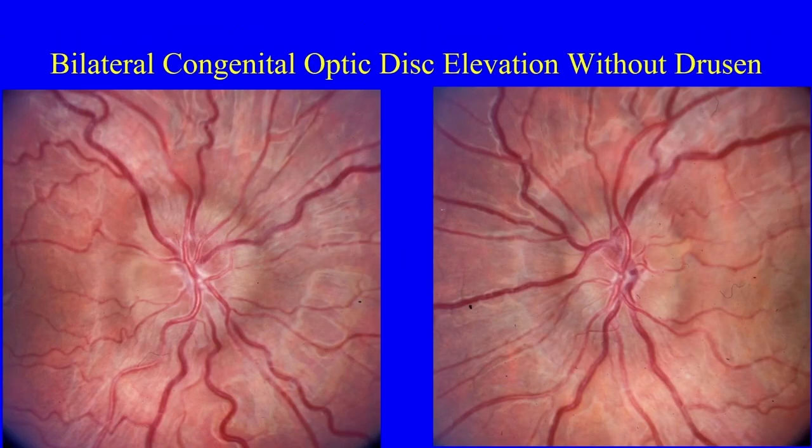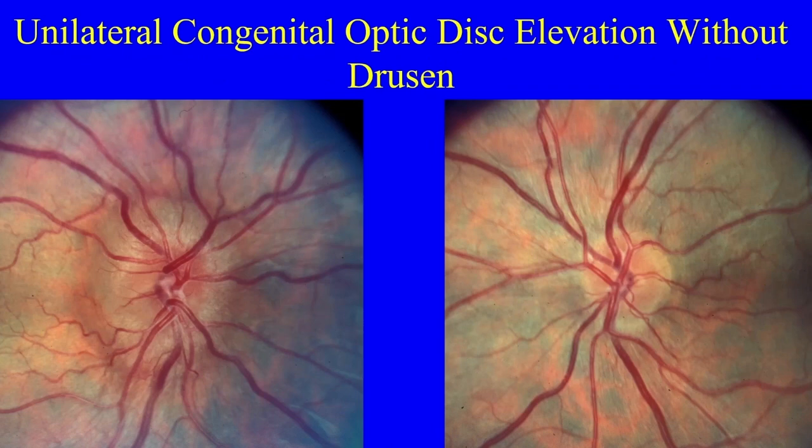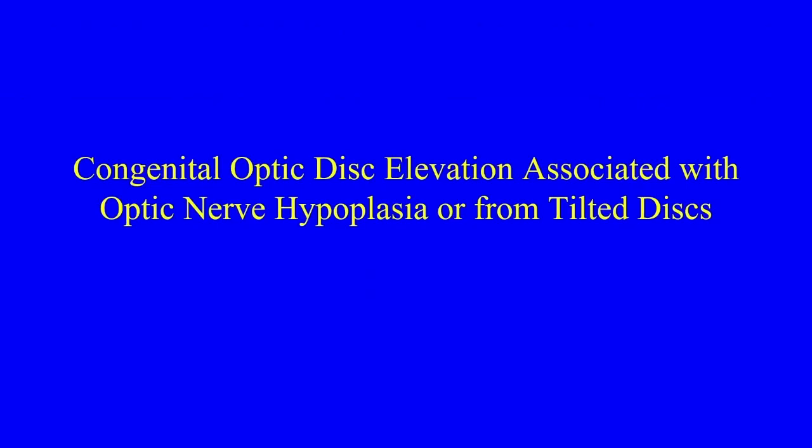So here you can see congenital optic disc elevation without any drusen. We looked at this in detail, and these are just elevated discs. Here's unilateral congenital optic disc elevation, no drusen present, but clearly elevated.